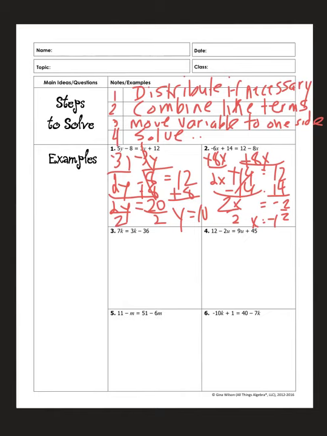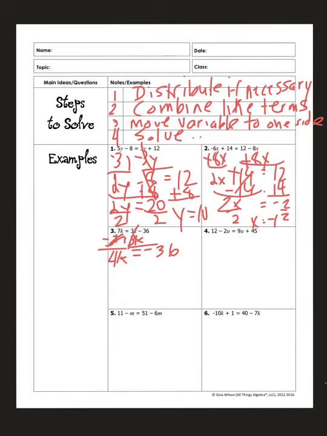Number 3. We do not have to distribute. We need to get the variable on one side. Subtract 3k from both sides. Those cancel. 7 minus 3k is 4k equals -36. Now, in this example, I moved 3k to the left because I wanted to keep it positive, but you could move 7k to the right. If you did that, there would be nothing on the left.